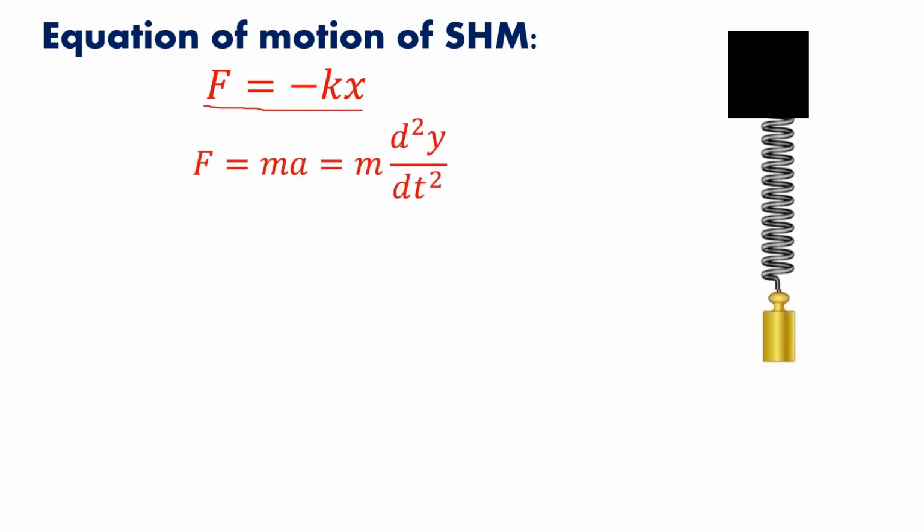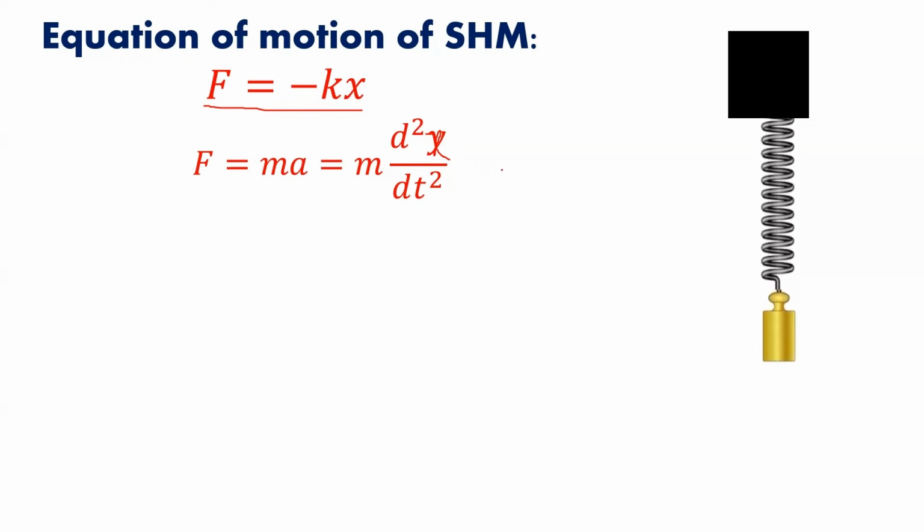But according to Newton's second law, we know F equal to ma. So a is the acceleration, that can be written as d square x by dt square. So this force is responsible to take the object to the actual position here. So both the forces are equal here.